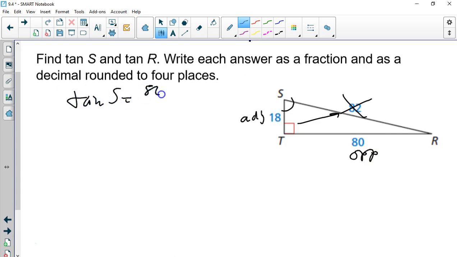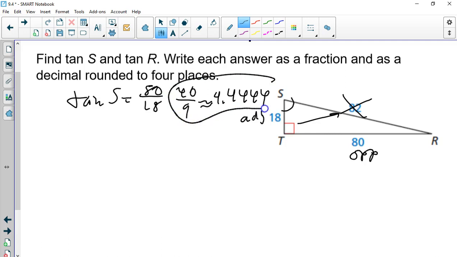is 80 over 18, which you could reduce as a fraction to 40 over 9. Or as a decimal, it says take it out to 4 decimal places. It's 4.4 repeating, but since it says write it as a fraction and a decimal, we have to write out four 4s. Okay? So either one of these answers is appropriate. Fraction reduced and decimal to 4 places.